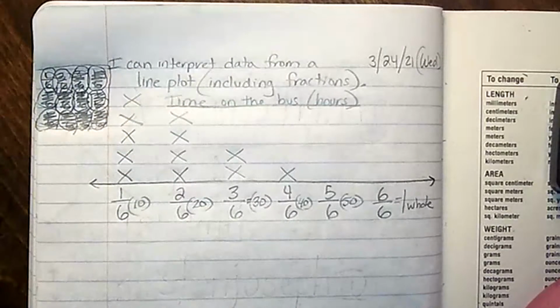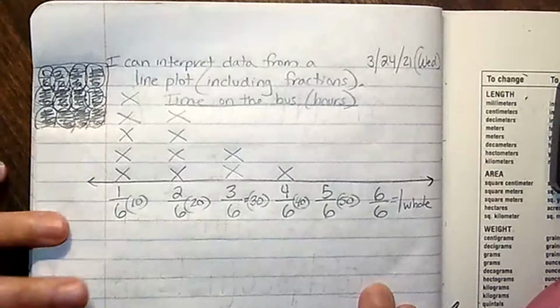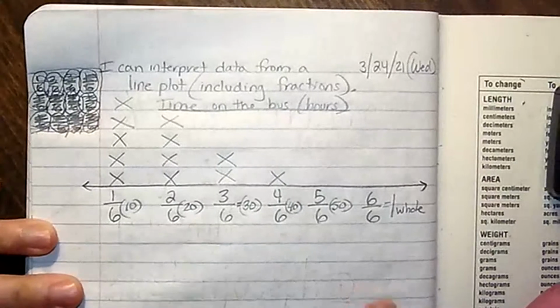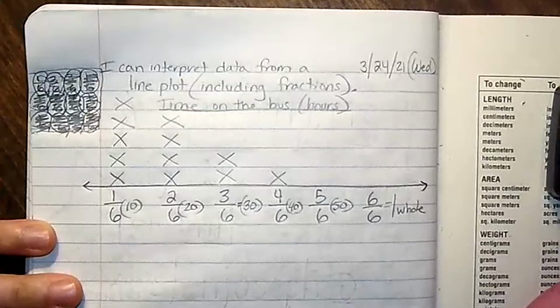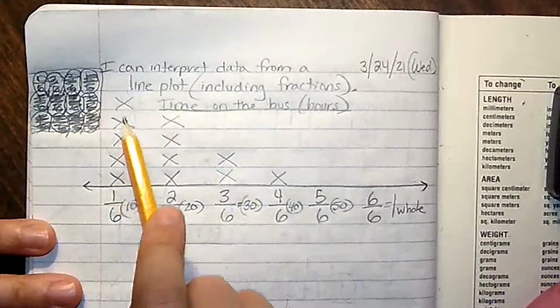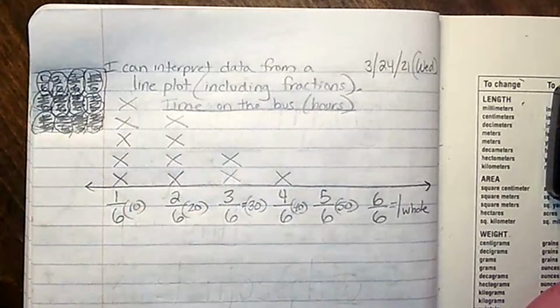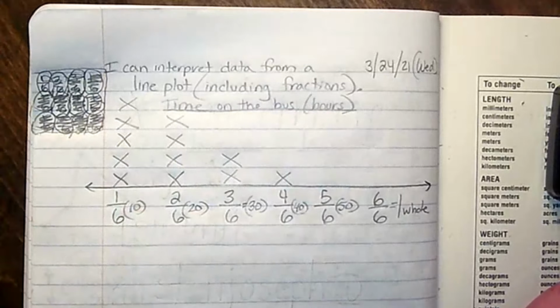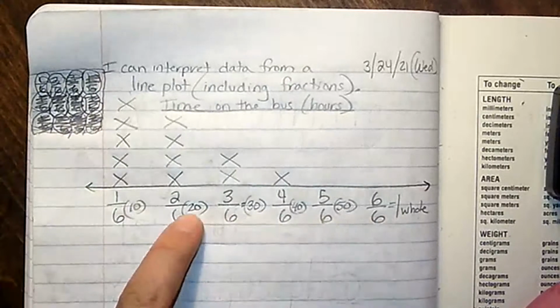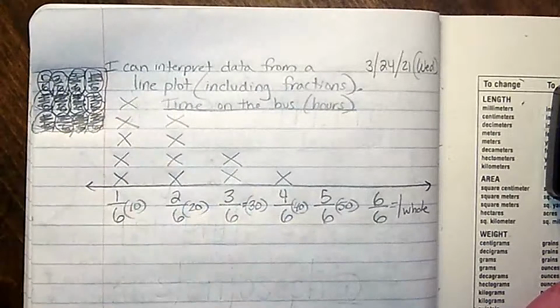And now we're going to talk about a couple questions we could ask based on our data. So the first thing I could ask, how many kids were on this bus? Well, let's count. 1, 2, 3, 4, 5, 6, 7, 8, 9, 10, 11, 12. There were 12 kids on this bus. Okay. How many kids rode the bus for 20 minutes exactly? I come over here to 20 minutes and I say 1, 2, 3, 4 kids rode the bus for 20 minutes.